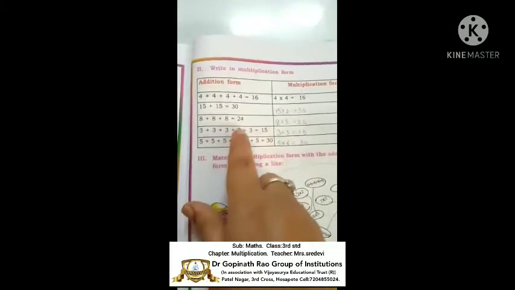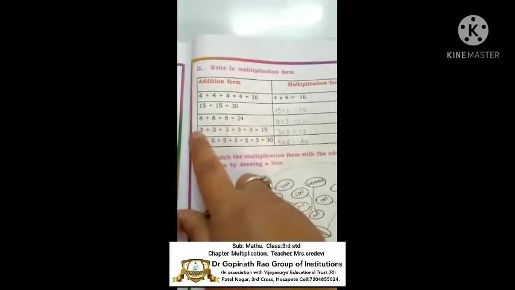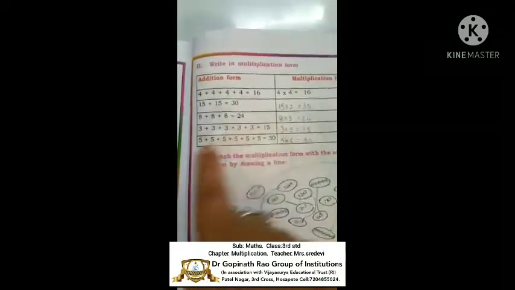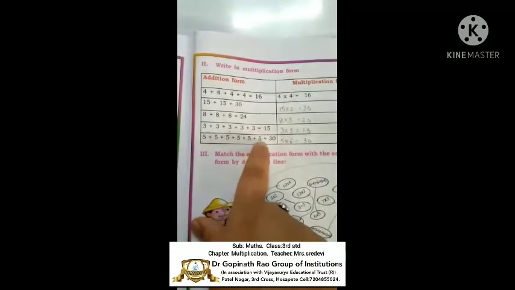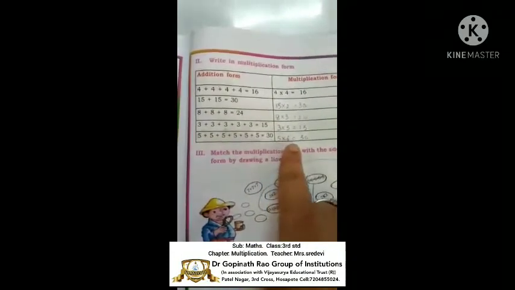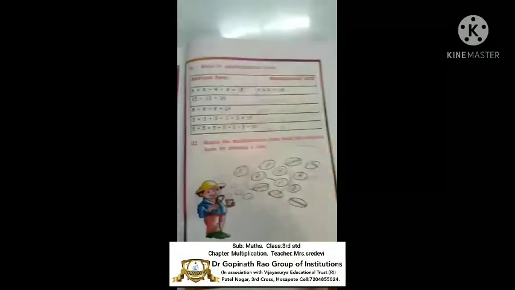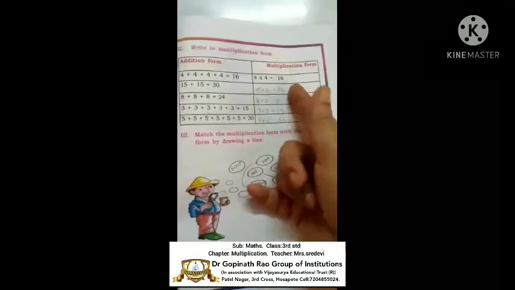1, 2, 3, 4, 5. So 3 is repeated how many times? 5 times. So 3 into 5 is 15. 5 is repeated how many times? 6 times. So 5 6s are 30. So this is how multiplication form is written, children.